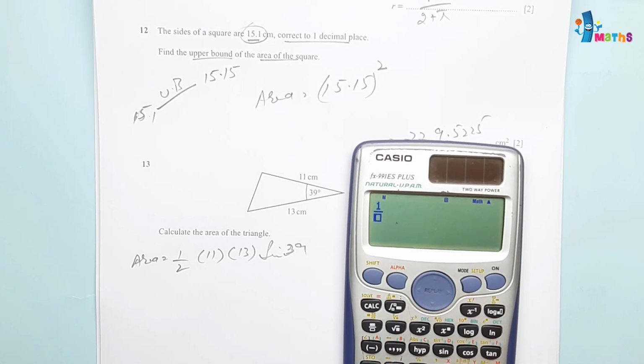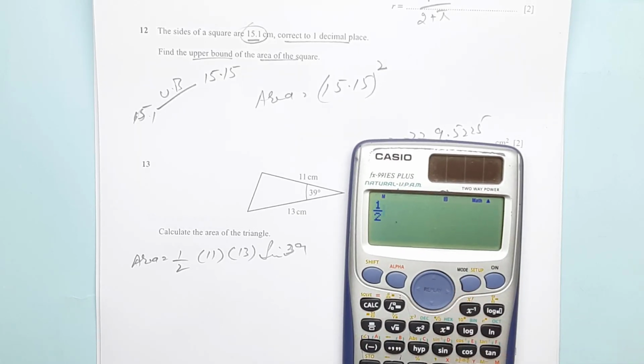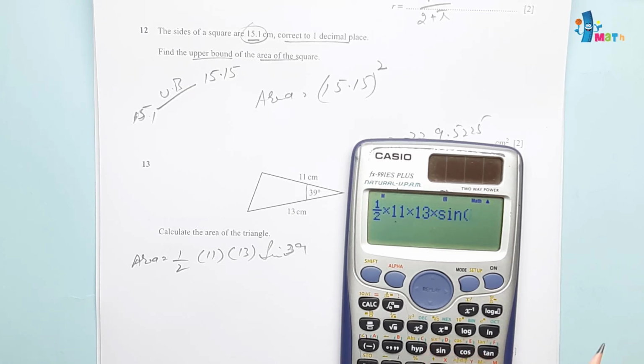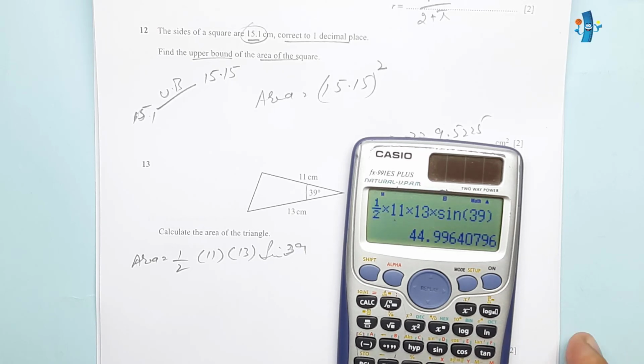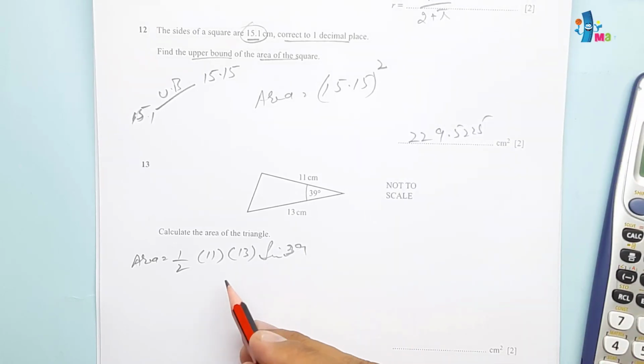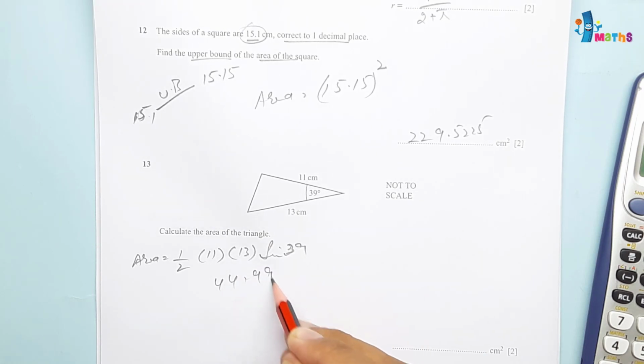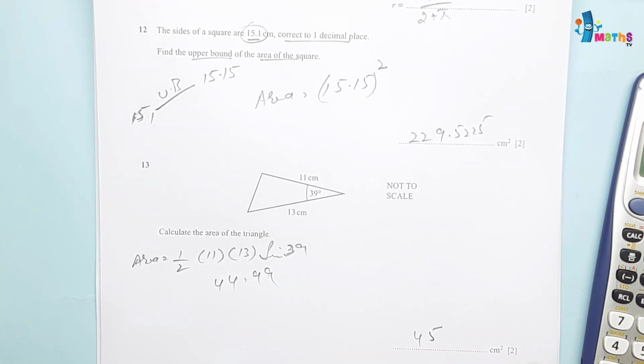1 over 2 into 11 into 13 multiplied by sine of 39. This will be equal to 44.99, which is equal to 45 centimeter square.